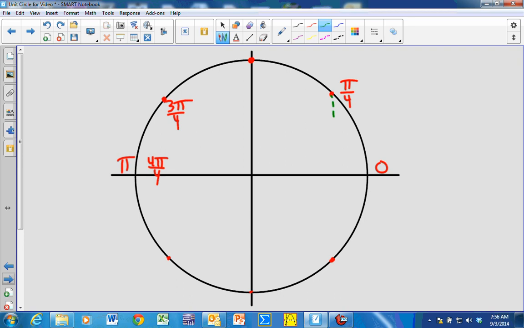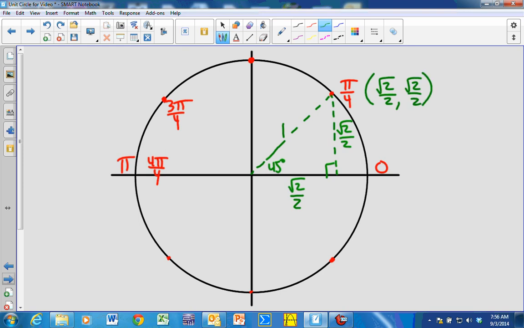Now let's do the same thing. Let's draw a triangle down here, and notice you're going to have a 45, 45, 90 triangle, because I split 90 degrees exactly in half. Hypotenuse is 1. We just learned this, so that means this is square root of 2 over 2, and this is square root of 2 over 2, which means your coordinates are square root of 2 over 2, square root of 2 over 2.